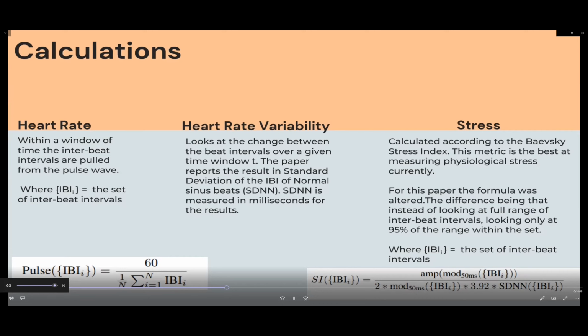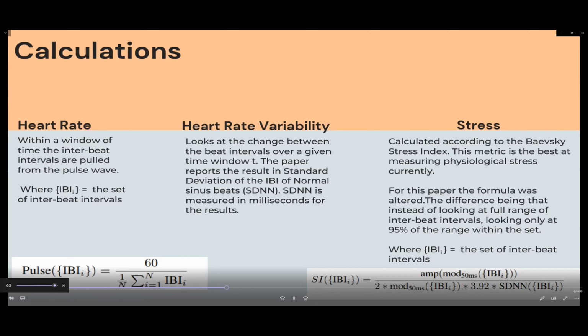And this metric is essentially the best in the state-of-the-art technology for measuring physiological stress. And for this paper, there's a key note that they had to switch. On the very bottom of the stress column, you can see a function called SI, stress index, and we're going to input that same set of interbeat intervals to this function as well.